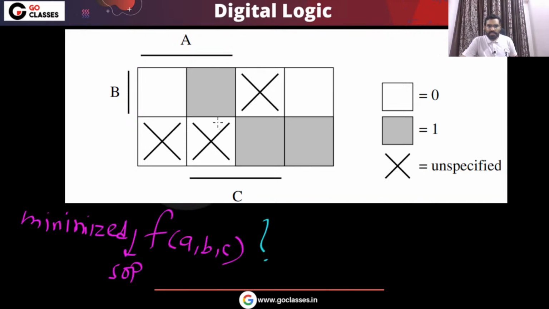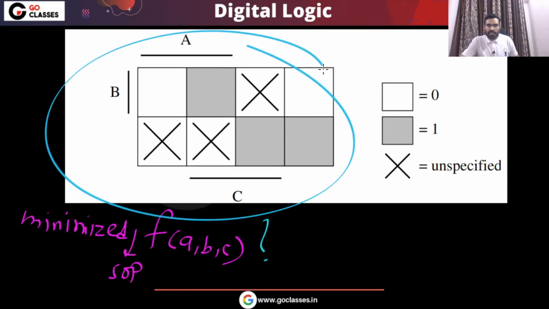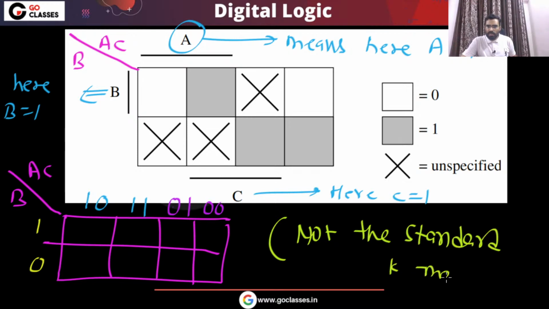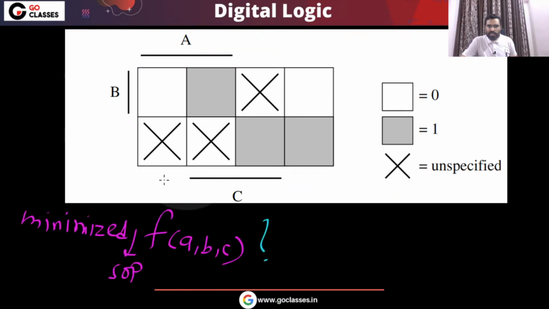Tell me, what is this encoding? This encoding is 10110100 and G10. So this is the encoding that is given to you. And this is not the standard. I can say this is not the standard K-map. Tell me, did you understand this?